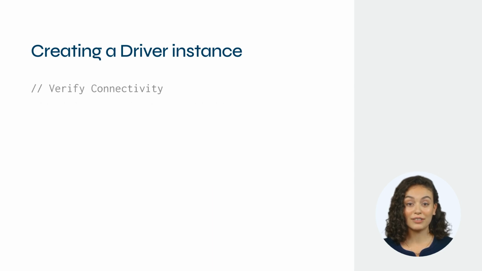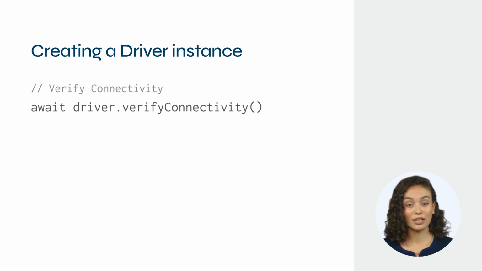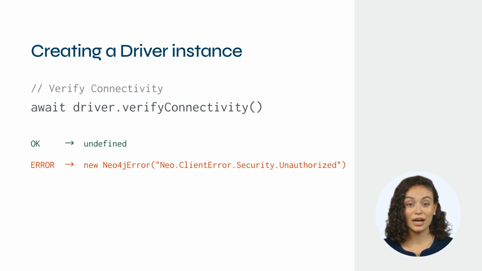You can verify that your connection details are correct by calling the verifyConnectivity method. The function returns a promise, resolving to undefined if the connection was successful. If a connection cannot be established, an unauthorized error will be thrown, allowing you to detect connection problems before your application starts.